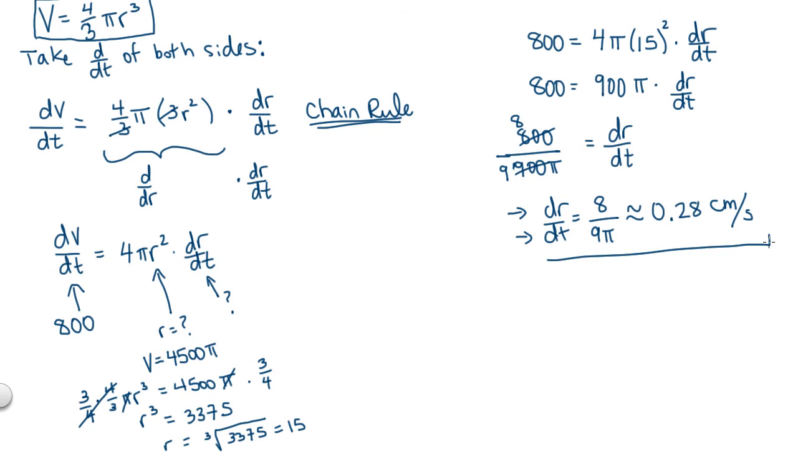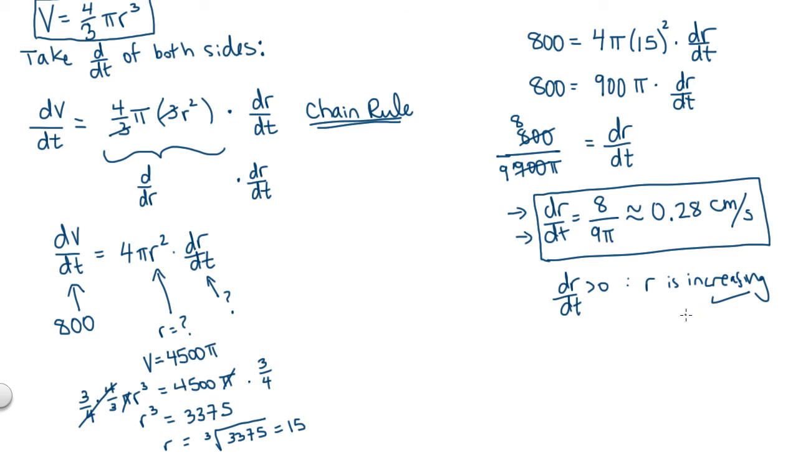All right, so a couple of observations here about this answer. First of all, dr by dt is positive. So that tells us that r is increasing. So yep, that makes sense in terms of our question, because what we were doing here was inflating a spherical ball. So we definitely expect our radius to be increasing, which means dr by dt should definitely be positive. If dr by dt had come out to be negative, that would tell us that our radius is decreasing.